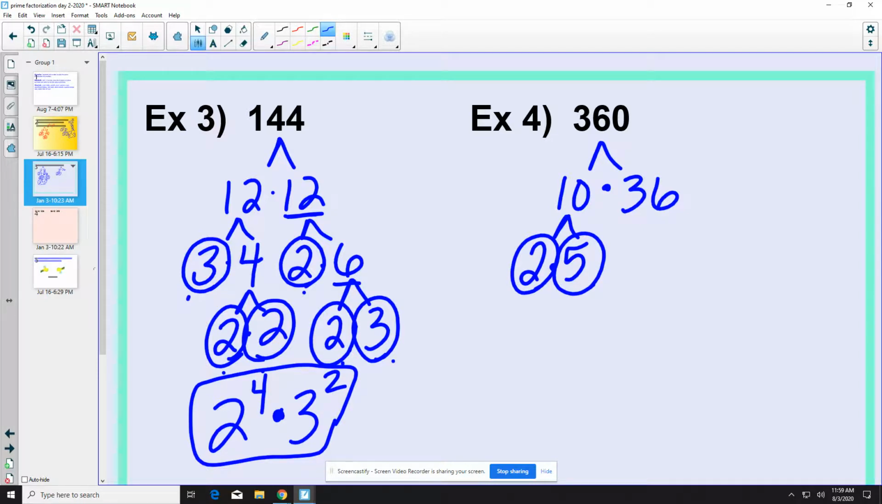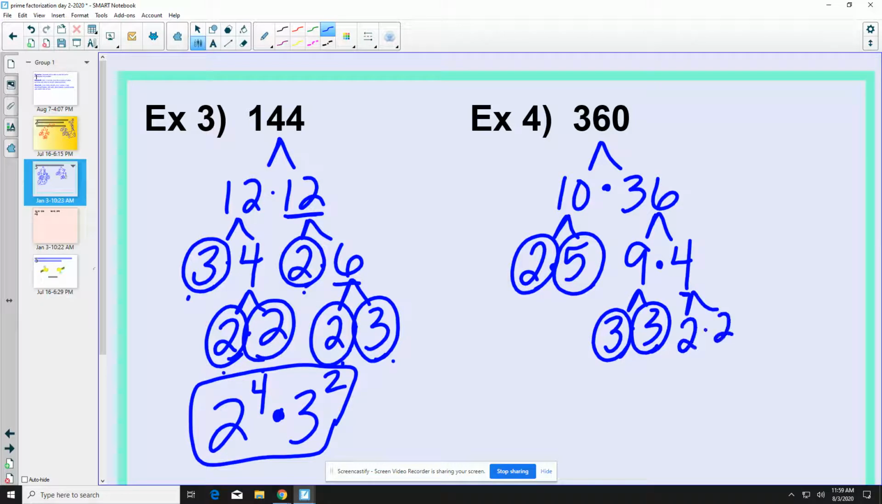Is 36 prime? No, I could take 3 times 12, 9 times 4, 2 times 18, 6 times 6. Maybe I'll do 9 times 4. Then I'm going to look at it and say, is 9 prime? No, because I can take 3 times 3. Is 3 prime? Yes, I'll circle 3's. Is 4 prime? No, because I could take 2 times 2. So my answers are the circled numbers.